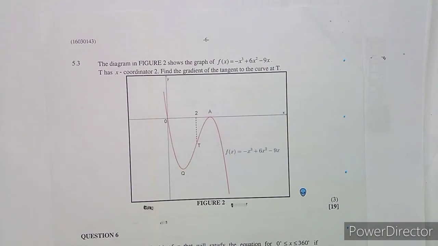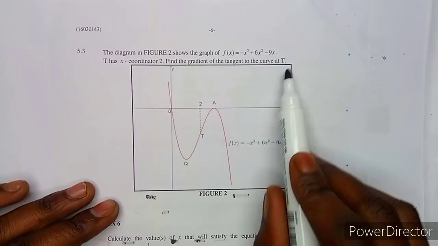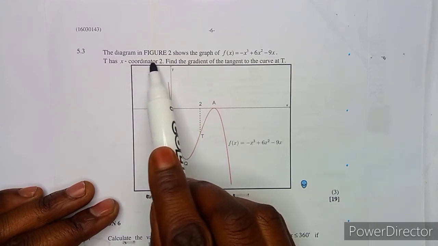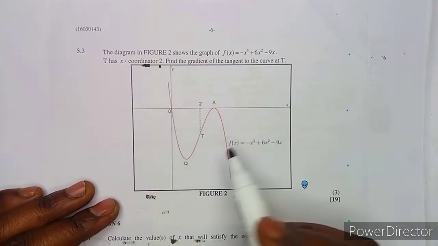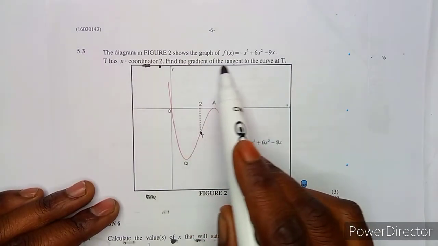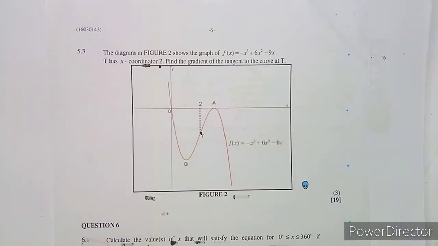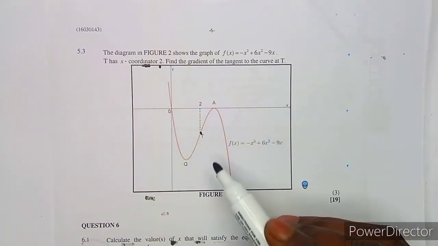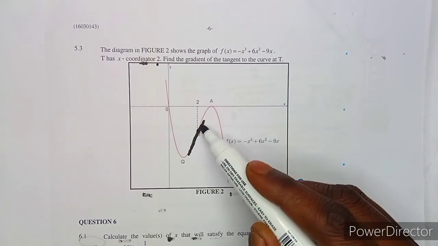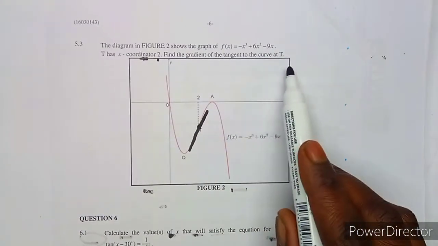So on 5.3, we are now given the diagram in Fig 2 that shows our f of x. T is the point with x coordinate 2 there. They are saying the value of x here is 2. Find the gradient of the tangent to the curve at T. Okay, so the question is asking us to calculate the gradient of the tangent. If we have got a tangent here at T, what is going to be the gradient of that tangent?